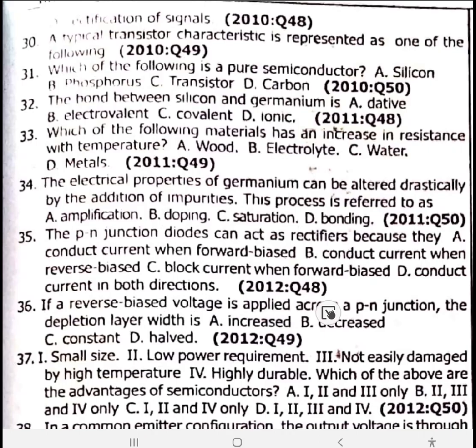36. If a reverse bias voltage is applied across a PN junction, the depletion layer width is dash. It is a reverse bias, so it is increased. Remember, we said forward bias will narrow the depletion layer, and reverse bias will widen or increase it.